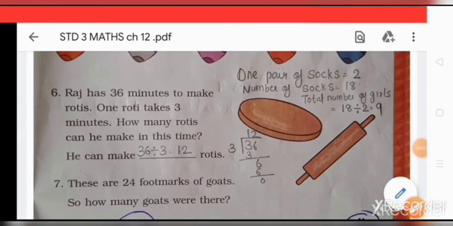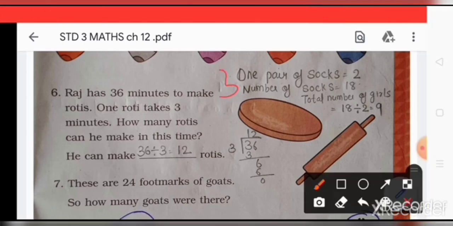Raj has 36 minutes to make rotis. One roti takes 3 minutes. How many rotis can he make in this time? Raj has taken how many minutes total? 36 minutes. And one roti he needs 3 minutes. That means 36 divided by 3. In the 3 table, 3 how many times? 1 time. 3 ones are 3. 3 minus 3 is 0. 6 down. In the 3 table, 6 how many times? 2 times. 3 twos are 6.